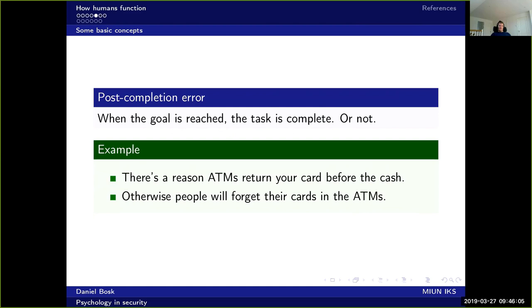with those systems, people had the tendency to forget the cards in the ATM, because the goal they had was to get money from the ATM, and once they got the money, they were done and they left, so they forgot the card. So these are things you need to take into account when you design systems.